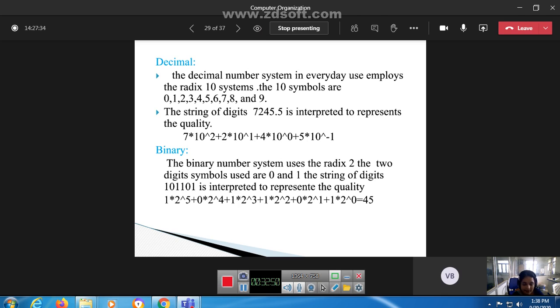Okay, next coming to binary. Binary numbers are what is understood by the computer. The binary number system uses radix 2. The two digit symbols used are 0 and 1. How do we represent a string of digits, for example 1 0 1 1 0 1? It is interpreted to represent the quantity 1 times 2 power 5, plus, going from the back, 1 times 2 power 0, plus 0 times 2 power 1, and so on.